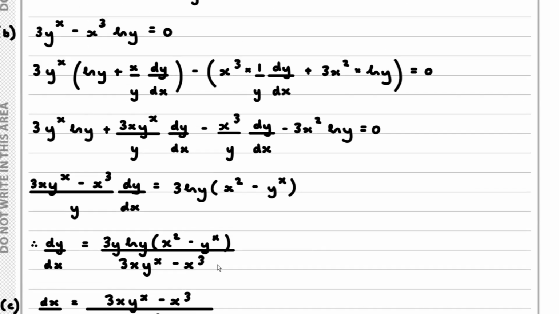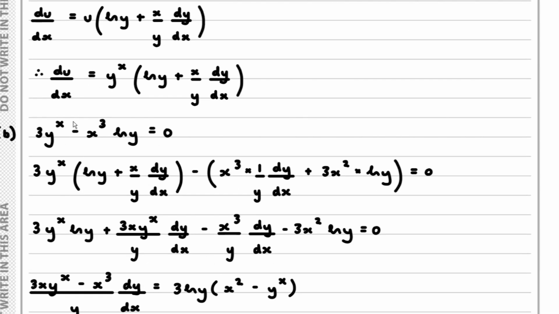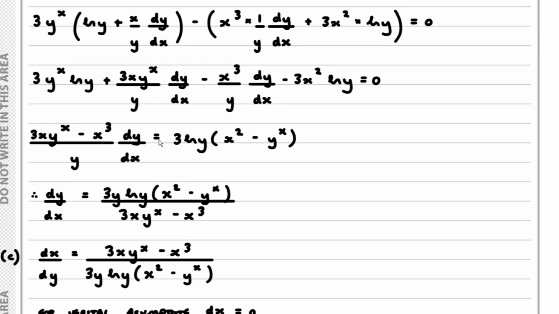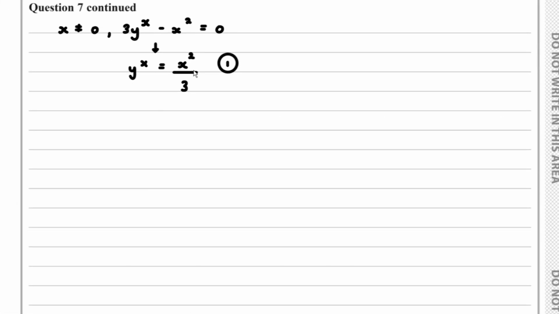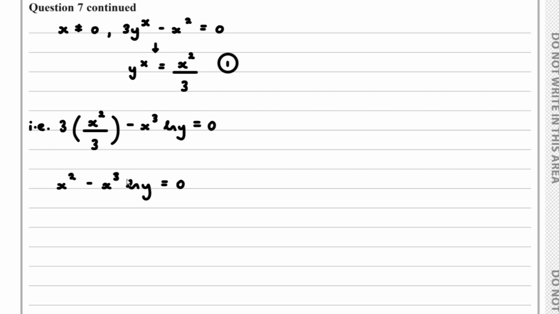Now if I look at my original equation where I've got 3y to the x take away x cubed times the natural log of y equaling 0, I can replace the y to the x with x squared over 3. So I've got 3 times x squared over 3, subtract x cubed times the natural log of y equals 0. So I've got x squared subtract x cubed times the natural log of y equals 0. And if I factorise out an x squared, I've got x squared multiplied by 1 subtract x times the natural log of y equals 0.